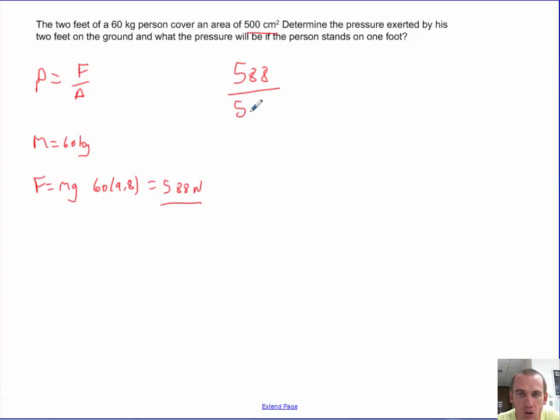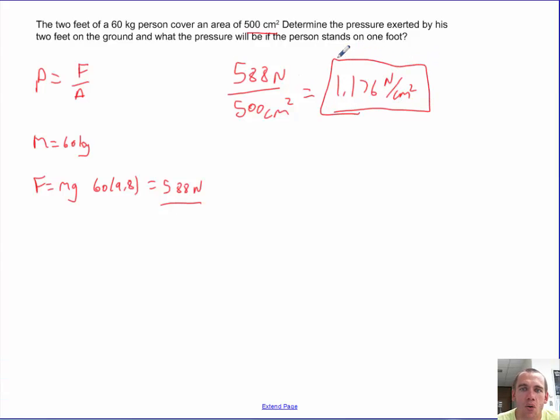So our 588 newton force is spread over 500 square centimeters, so pressure is force, 588, divided by area, 500 square centimeters. This is newtons per centimeters squared, so divided by 500 we get 1.176 newtons per square centimeter. This is not a standard unit of pressure. It's not a Pascal. A Pascal is a newton per square meter, but it is a unit of pressure, so we can leave it like that.